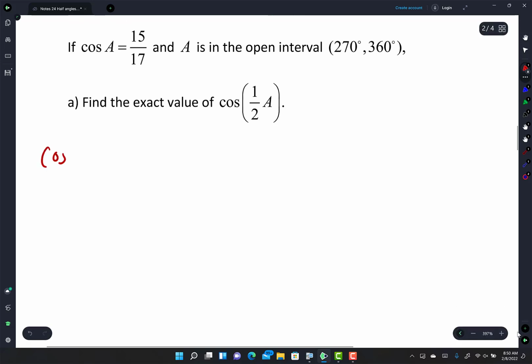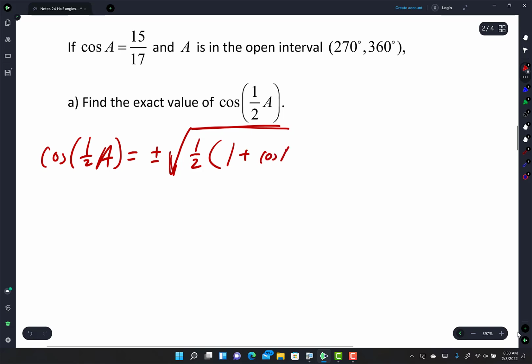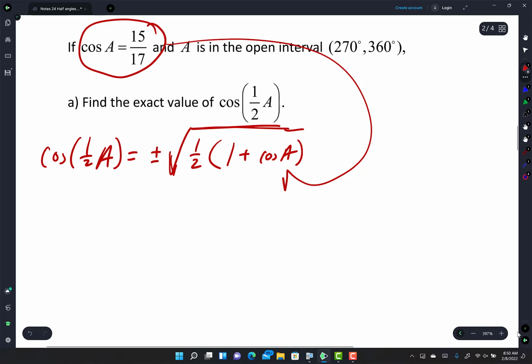So what did we just learn a little while ago? We said that cosine half A is equal to plus minus square root, and then I think we put a 1/2 parenthesis, and then we said it was 1 plus cosine A. Did we not? Yeah, there it is. And I tell you what cosine A is. It's right here. Cosine A is 15 over 17. So I'm just going to plug that in immediately, guys, right here for cosine A.